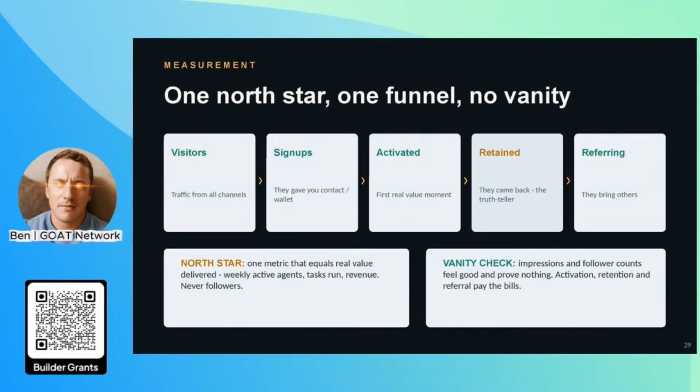Rising metrics in product use, revenue, people completing tasks with your product, active agents using your product, these are real signals as to whether or not you're going in the right direction. And then let's talk about the funnel here: visitors, signups, activated, retained, and referring. One question for each stage: where do people leak out of the funnel?